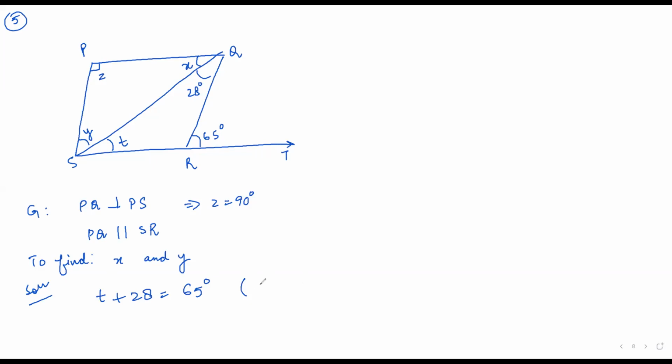Here, the exterior angle is equal to the sum of the two opposite interior angles. So this way, you have to write the theorem in brackets. It is required in the exam to state what theorem you are using here. So how much is t, Zainab? 65 minus 28?